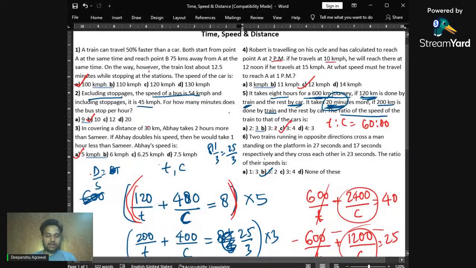If we had to calculate only one speed, then we would have done something shorter in this. But if two speeds are required to be calculated, then I don't think there is any way of cutting it short.